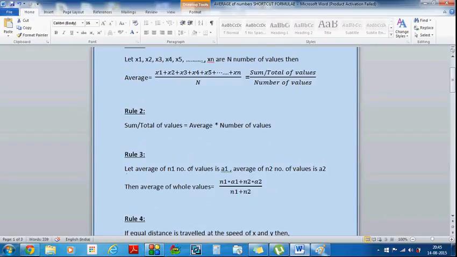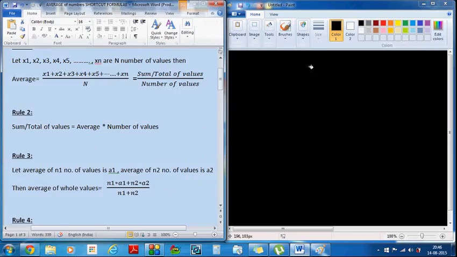Then rule 3: let the average of n1 number of values be a1 and the average of n2 number of values be a2. Then how can we calculate the average of the whole values? It will be n1 into a1 plus n2 into a2, divided by n1 plus n2. So how is it calculated? Let's see the formula.